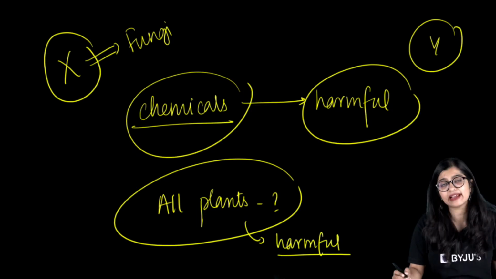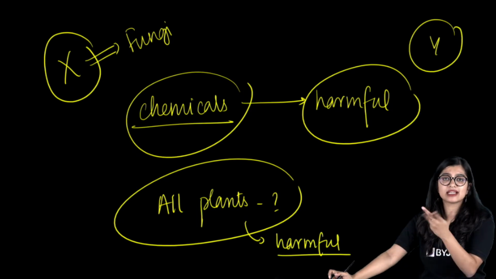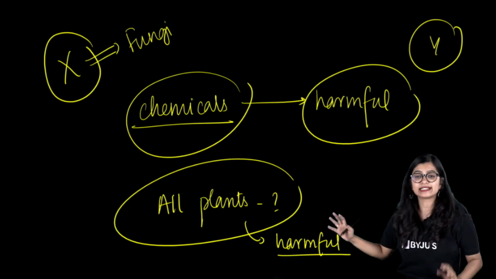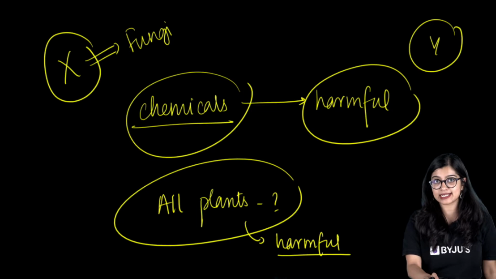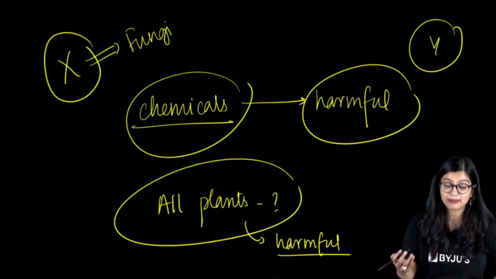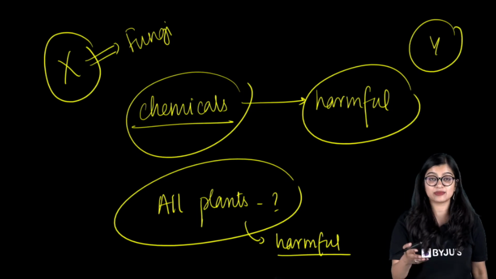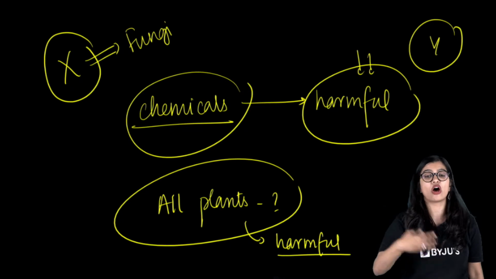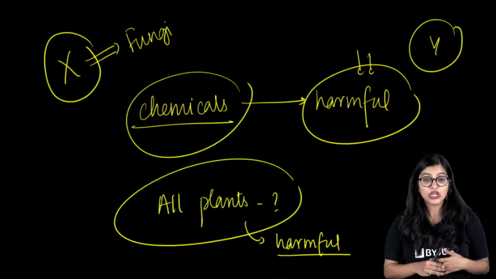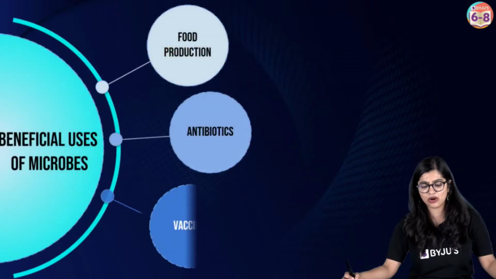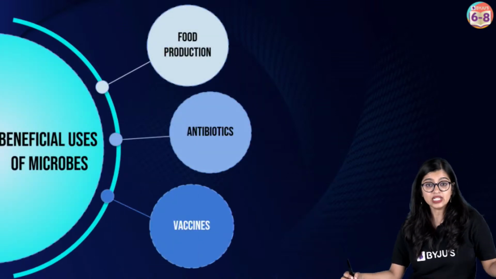But you might tell me, no ma'am, plants are good for us. Plants are giving oxygen. All plants should be good. That's exactly the logic of microorganisms. Although there are many microorganisms, some chemicals produced by microorganism X are toxic for another microorganism, right? So it is the same logic that we are using. So this was all about antibiotics.